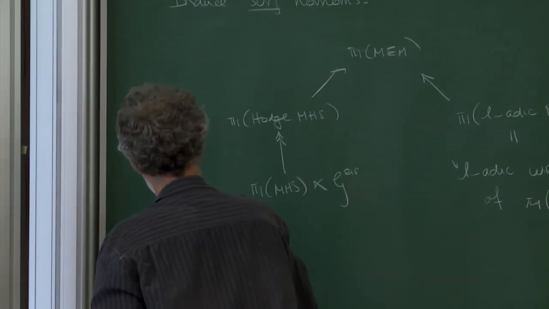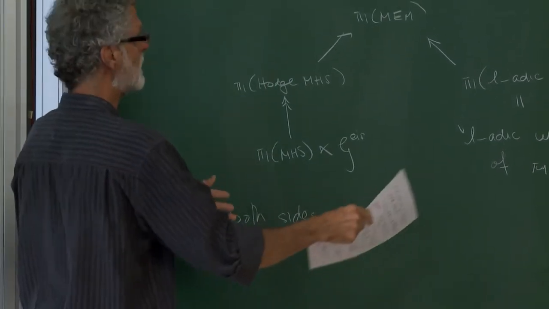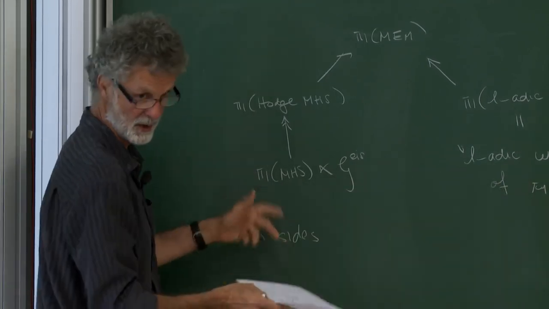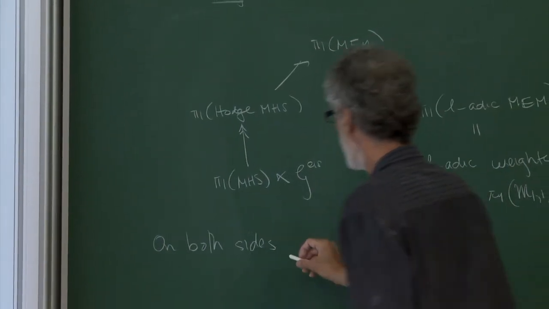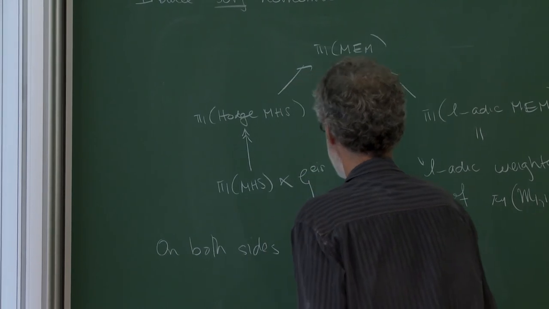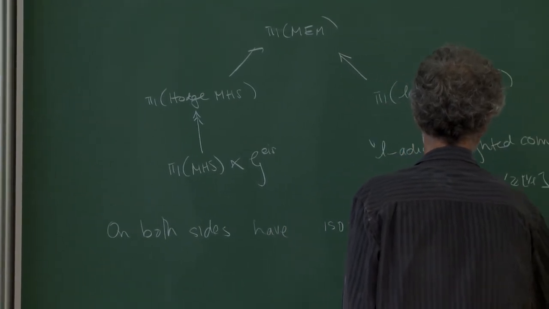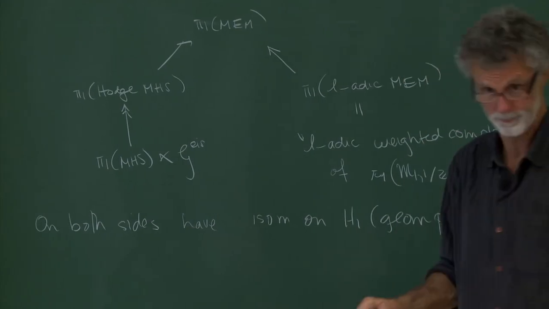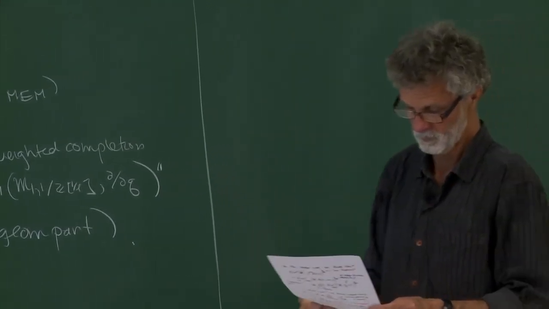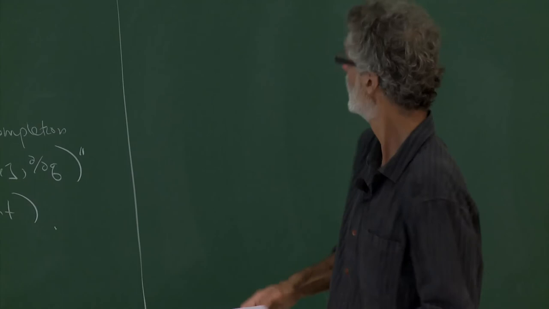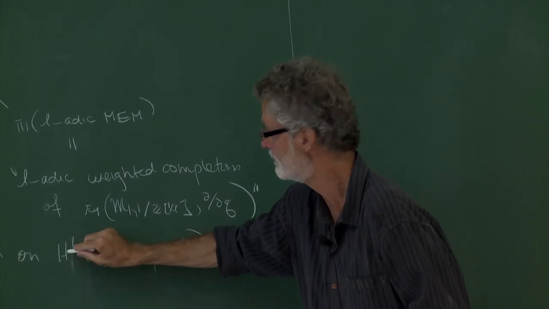So on both sides, I'm going to talk generally, and what I say will apply equally well on this side or this side. You get the same answer. And that is consistent with various conjectures in number theory. But both sides have an isomorphism on H1 of the geometric part, which is the part we're trying to understand. Relations correspond to H2, so the H1 is X1.